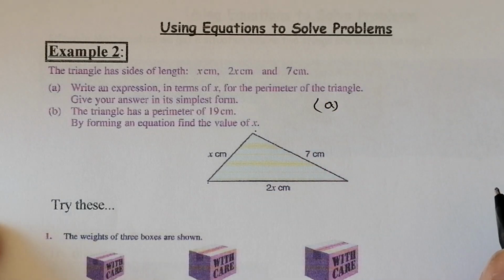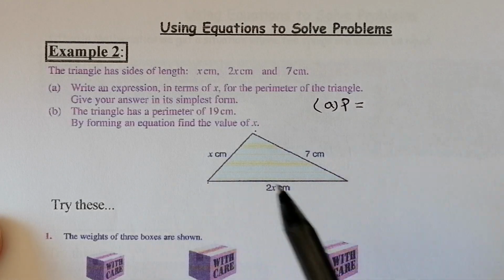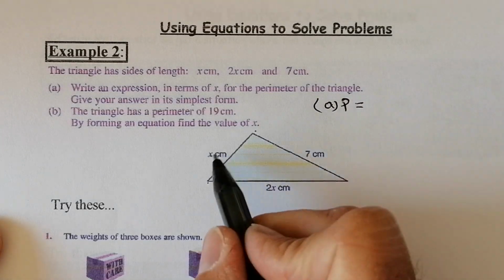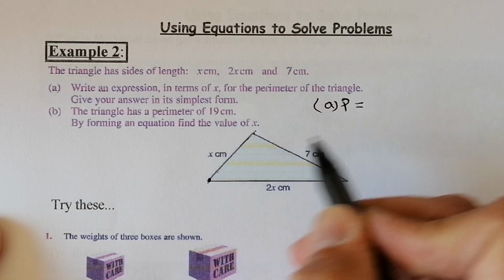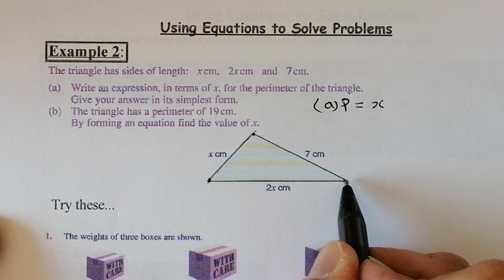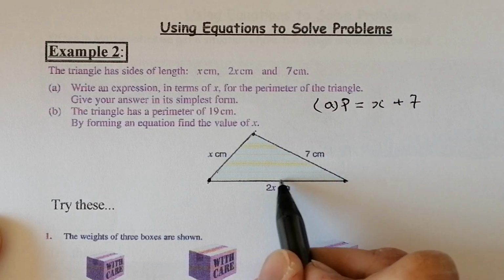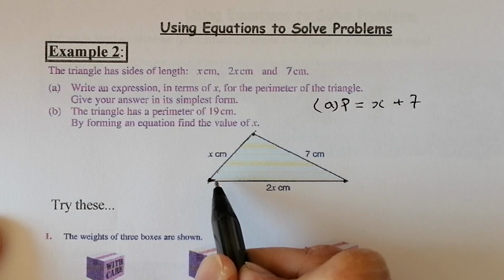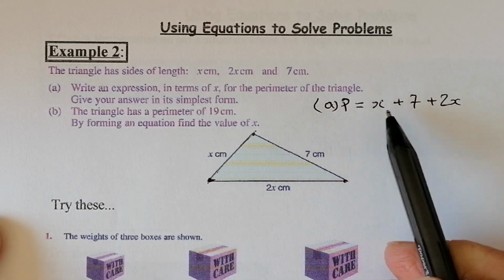So let's go for part A across here. So part A, so remember the perimeter. We know that perimeter is equal to all the lengths added up. So let's do that. So this first length, I'm going to start from there and go along to here. So that's going to be x. I'm going to go from there all the way along to here, and that's going to be 7. So x plus 7. I'm going to go from there all the way back to where I started, and that's going to be 2x. So that's plus 2x. So there's my 3 sides for the perimeter.